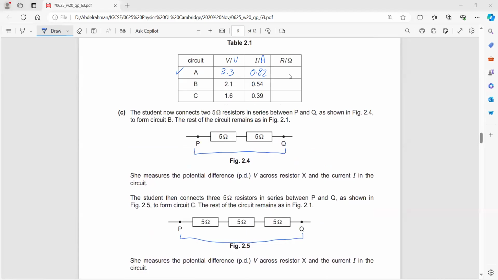The first one is 4.0. Okay, then 3.9 and 4.1. Can you write them down in 3 significant figures? It doesn't really matter. It doesn't actually matter, but 3 significant figures would be a little bit better in this question. So the resistance: 4.02.